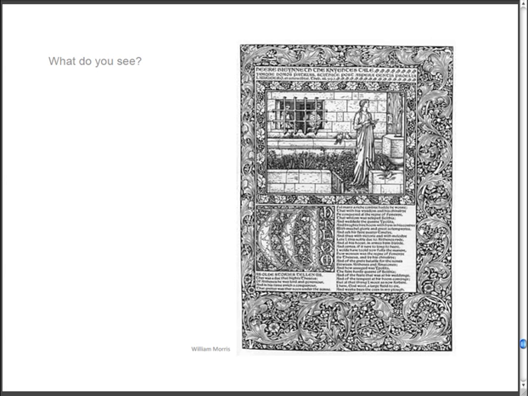So, what do you see? What spatial devices are employed here, and what kind of space do you understand from looking at this book page?